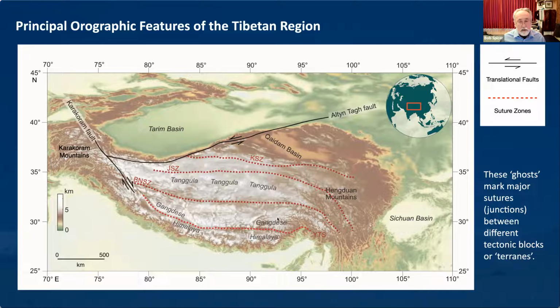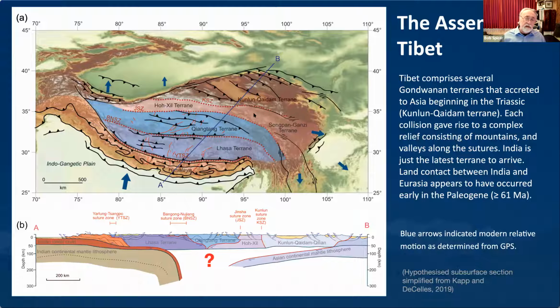This is followed by the Lhasa terrain, along the southern margin of which are the Gangdesi Mountains. And this collides with the Changtang terrain in the late Jurassic and early Cretaceous. And then lastly, of course, we have India coming in and creating the Himalaya against the pre-existing Gangdesi. So this is what the area looks like when broken down into its different terrain components.